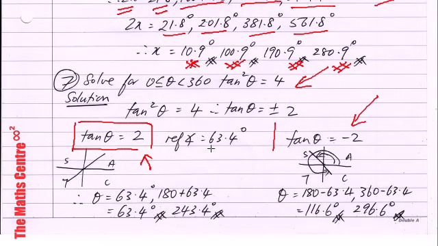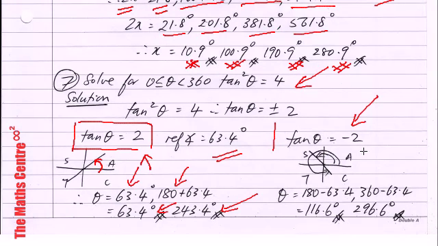So the reference angle, if you plug into your calculator arctangent 2, you'll get 63.4. So let's take care of tangent theta equals 2 first, and this is positive, so our angle will be in the first quadrant and the third quadrant. In the first quadrant the angle will be just 63.4. That's what you see here. In the third quadrant it will be 180 plus 63.4, and if you clean that up you will get 243.4 degrees. So on the left hand side we have two values for theta, one is 63.4 and one is 243.4.